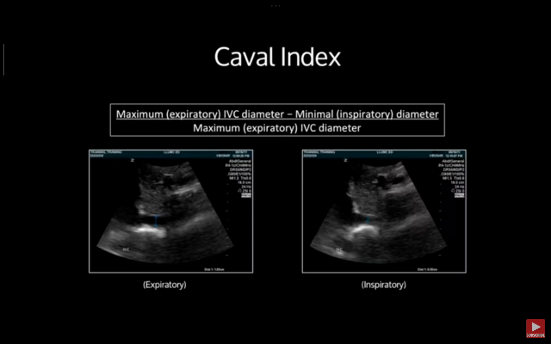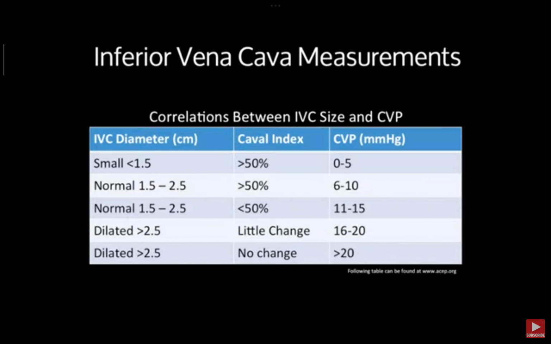The caval index is measured by taking the maximum IVC diameter during expiration and subtracting the minimum diameter of the IVC during inspiration from that, then dividing all of that by the maximum IVC diameter. This table was taken from acep.org and shows the correlations between the IVC size and the CVP. Small diameters with greater than 50% caval index correlates with a relatively low CVP compared to a dilated IVC with little to no change in the caval index, which correlates with a high CVP. In the first case, probably the patient can receive fluid, whereas the second case probably should not receive as much fluid. All right, so that was a lot.